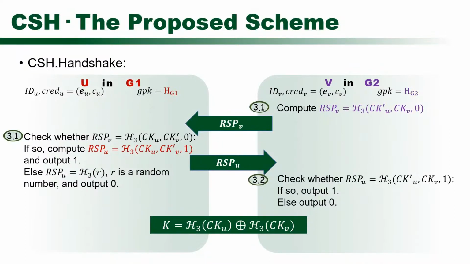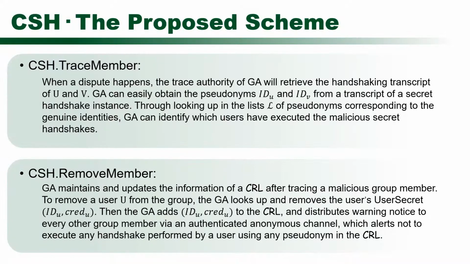After calculating CKU and CKV, U and V will send a response to each other. If they come from the same group, they will output 1 to indicate they made a handshake successfully. A session key will be produced in this case at the same time. The group authority GA can trace a member by looking up the member list L and remove a member by adding the malicious member's ID and credential to the CRL list.